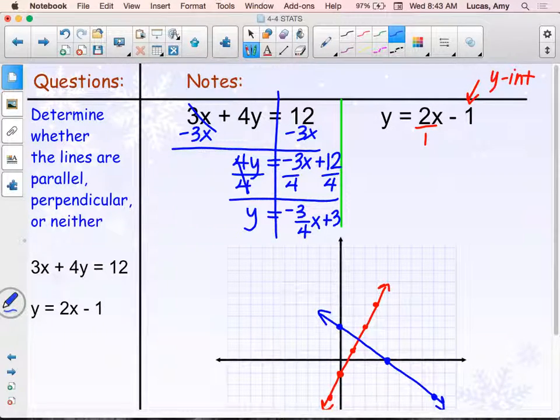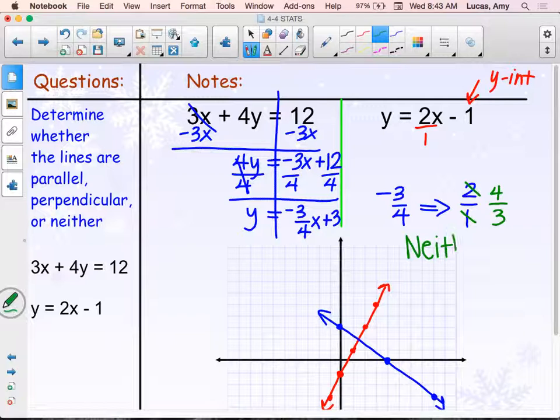Now these look like they are perpendicular, they intersect, they look perpendicular, so I'm going to compare these slopes. They did not flip and change. If they did flip and change, this one would have to be a positive 4/3. So positive 4/3 is not the same as 2/1. So these are neither. The slope did not flip and change. So I'm just going to say neither.